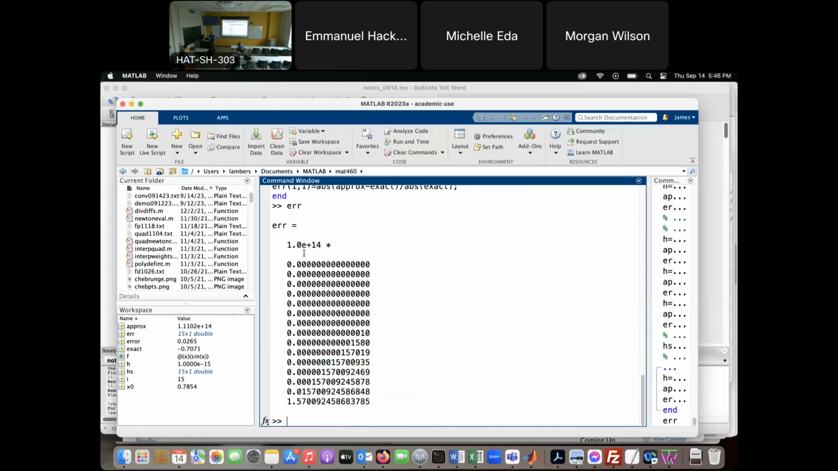We see the numbers get really, really large. 10 to the 14th. So at first they're very small. That's when the approximation was accurate. But then it kept getting worse and worse.